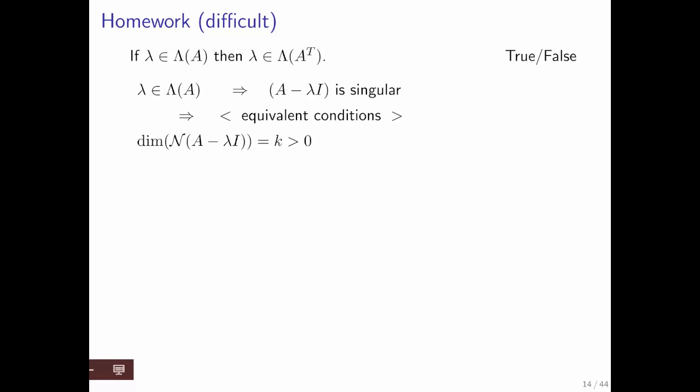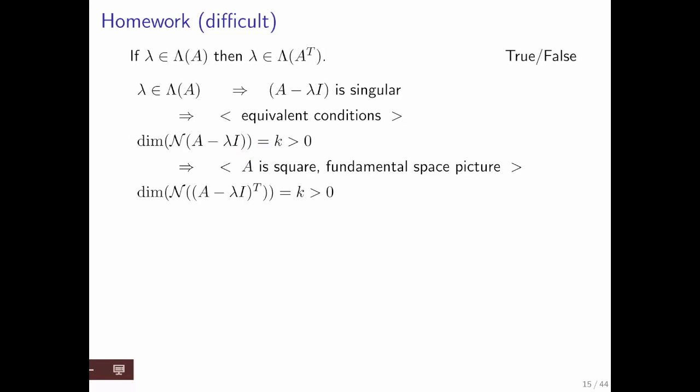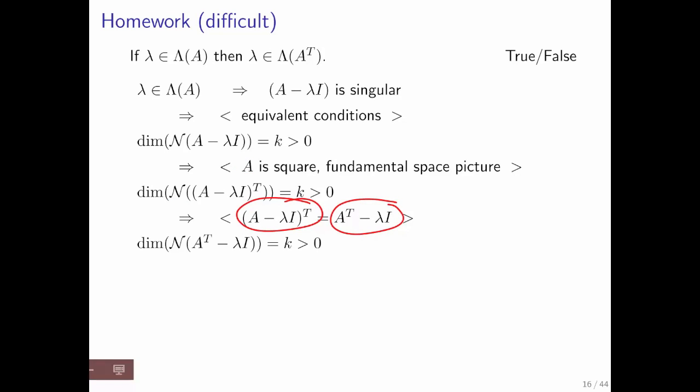And what that means is that the dimension of the null space of A minus lambda I is equal to K, some number greater than 0. But what do we know? We know that if A is a square matrix, then the dimension of the null space of the transpose of a matrix is the same as the dimension of the null space of the matrix. So we get this. And then we can just work out what this transposed is.